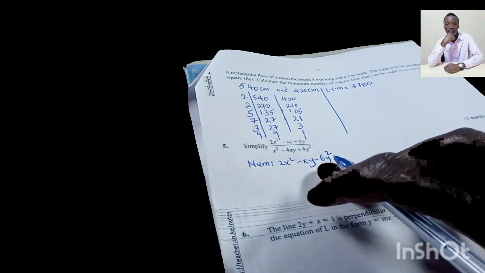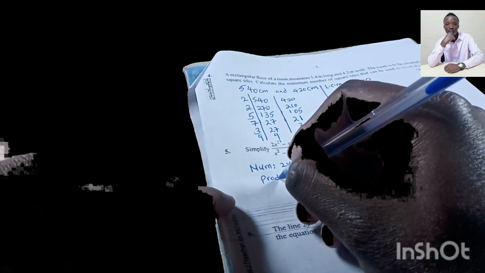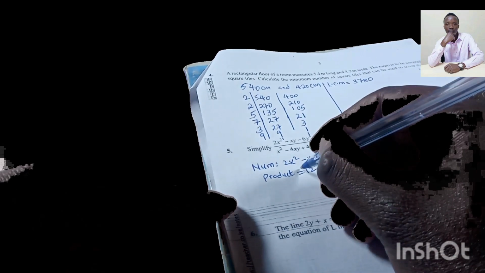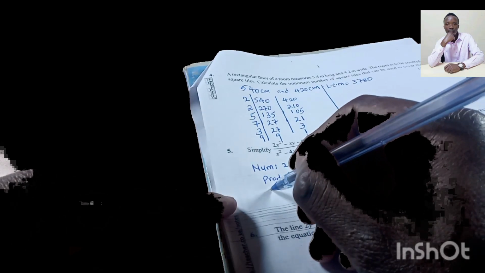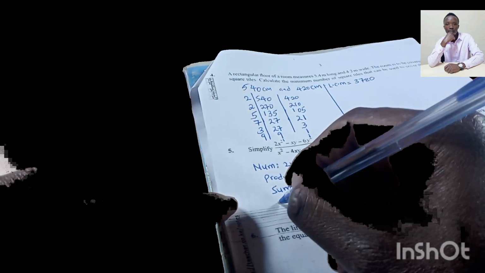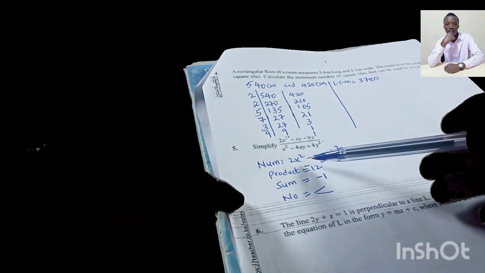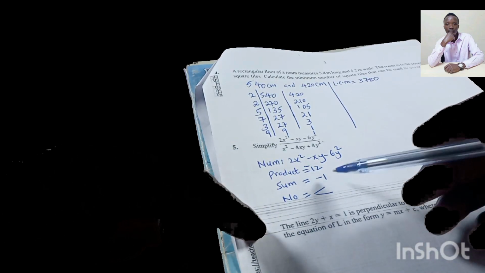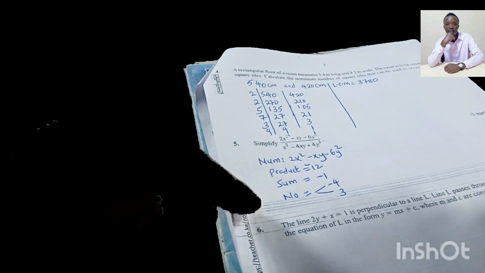This one we solve using quadratic factorization. We have the product: 2 times negative 6 gives us negative 12. Then we have the sum, which is equal to negative 1. So we need two numbers which, when multiplied, give us negative 12, and when added, give us negative 1. The two numbers are negative 4 and 3.